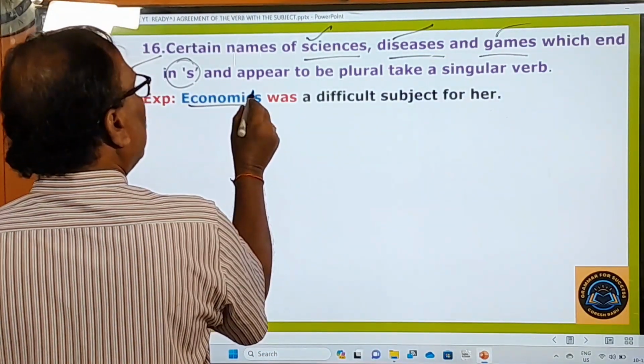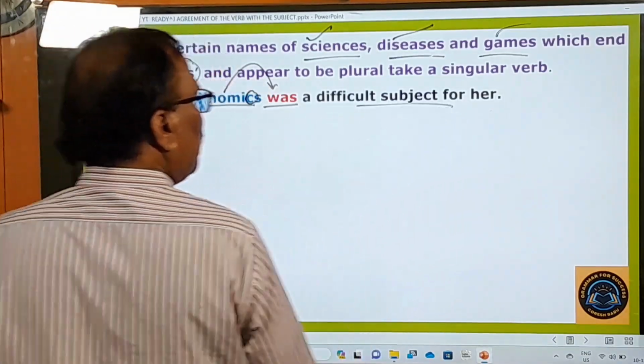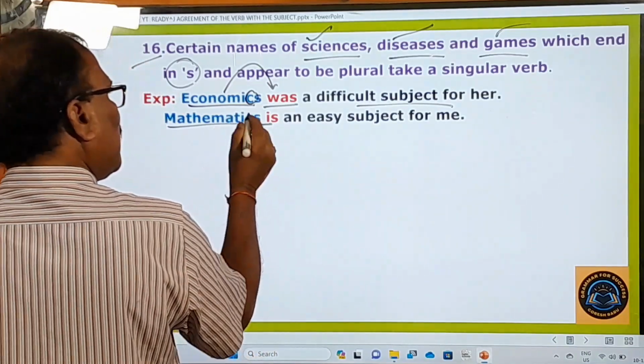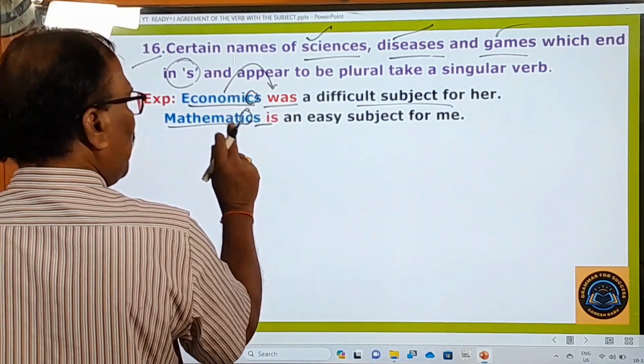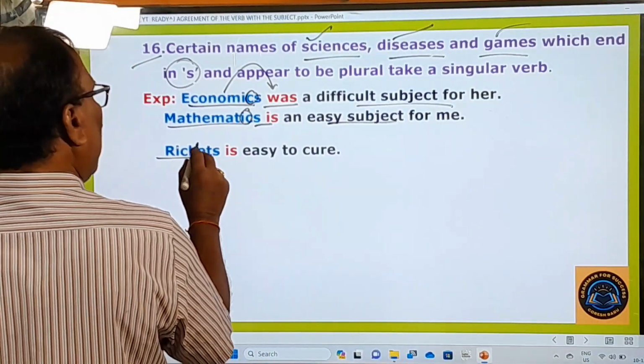Economics. So "s" is there, but don't think it's a plural word. Economics, singular word. Economics was a difficult subject for her. And mathematics is an easy subject. See, it is ending in "s", but don't think it's a plural word, it's a singular word, as an easy subject for us.